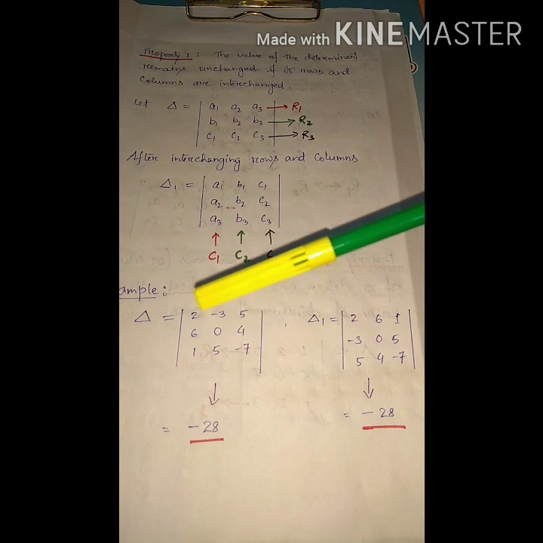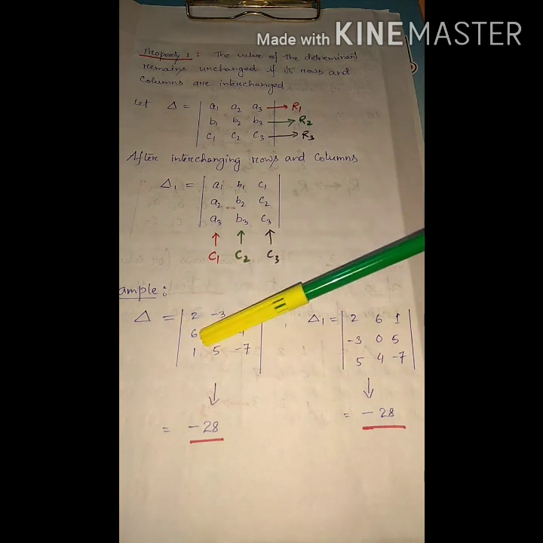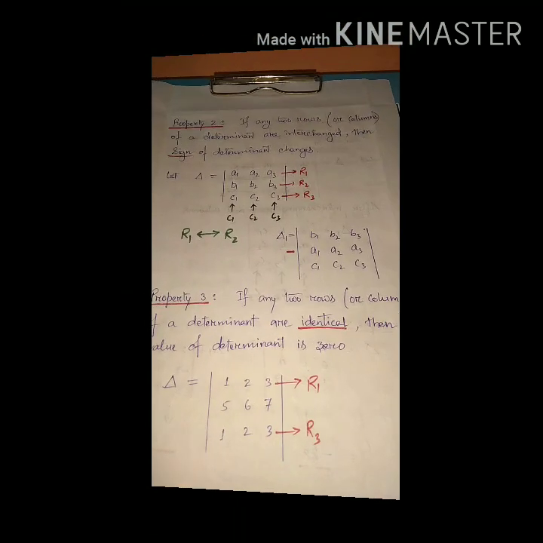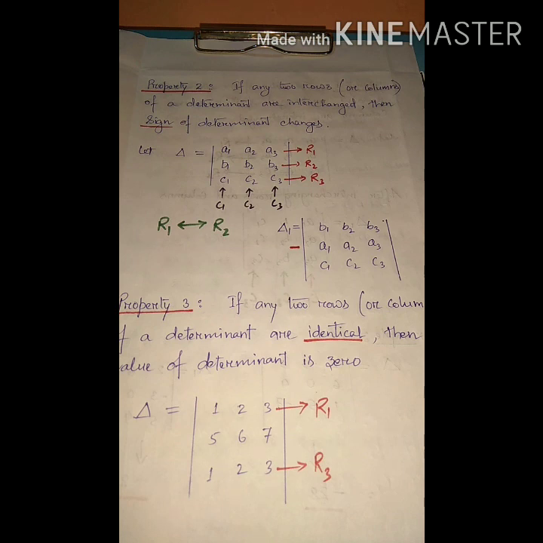Is it clear? The task is to evaluate this result and that result, and let's see what you get. If in both cases you get -28, that means if we interchange the rows and columns, the value remains the same. Okay. After property number 1, the next is property number 2.